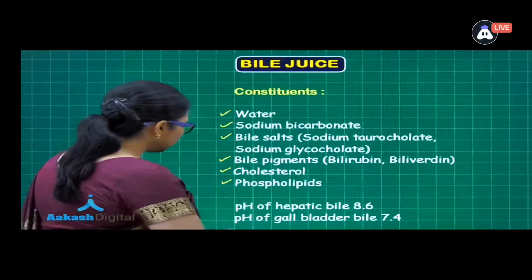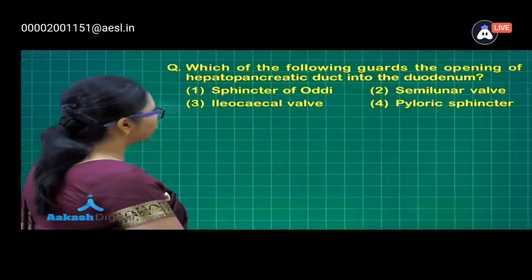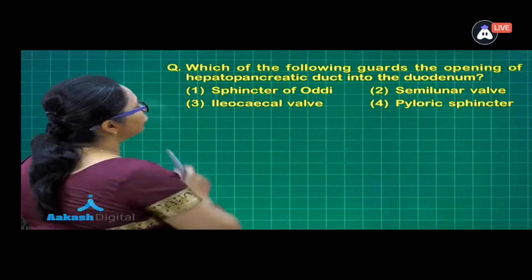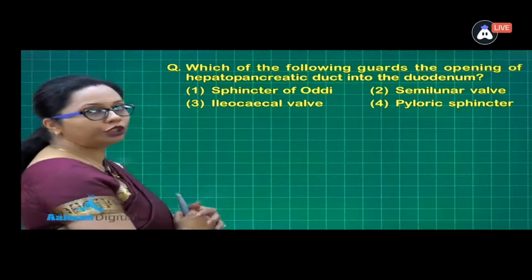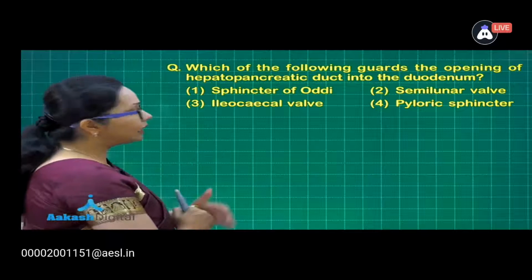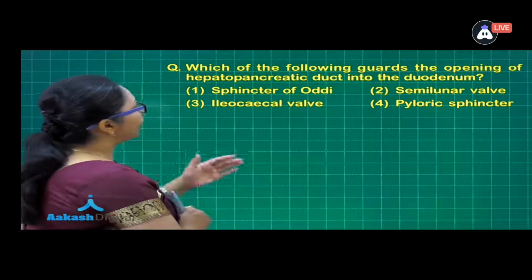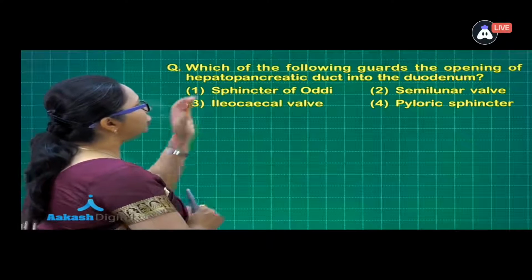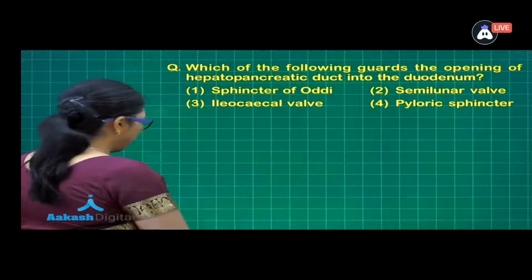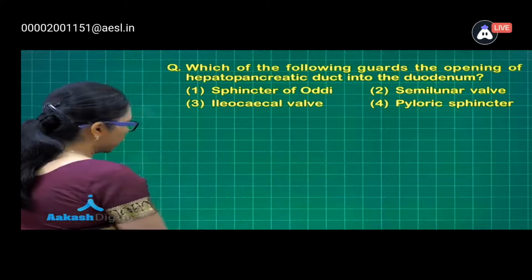Now we can utilize this information and solve a question. Which of the following guards the opening of the hepatopancreatic duct into the duodenum? Now this we had seen in the anatomy, that at the hepatopancreatic duct there is a sphincter which is named sphincter of Oddi. So this one is our correct answer.